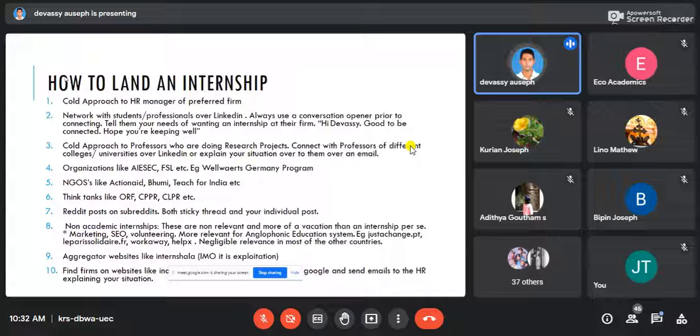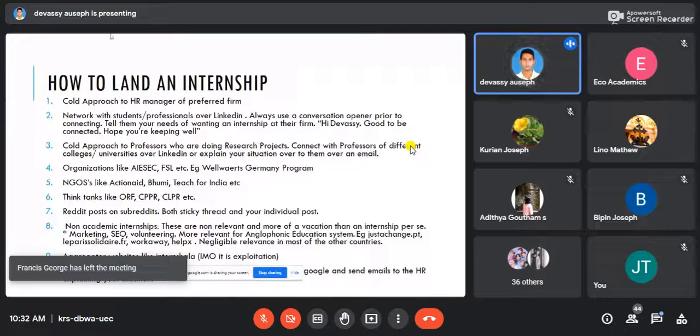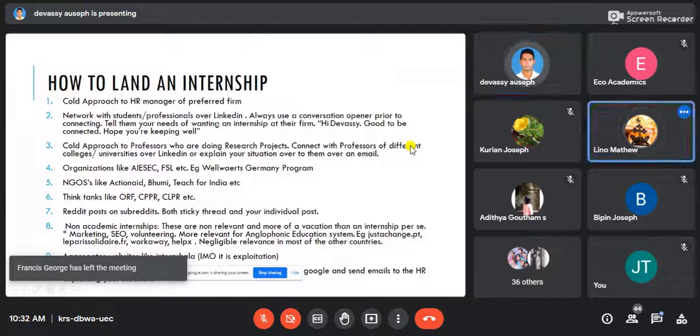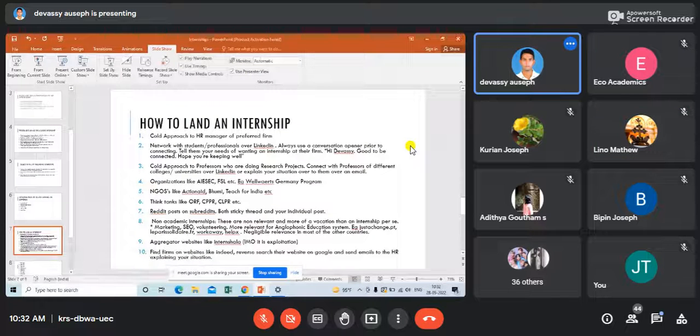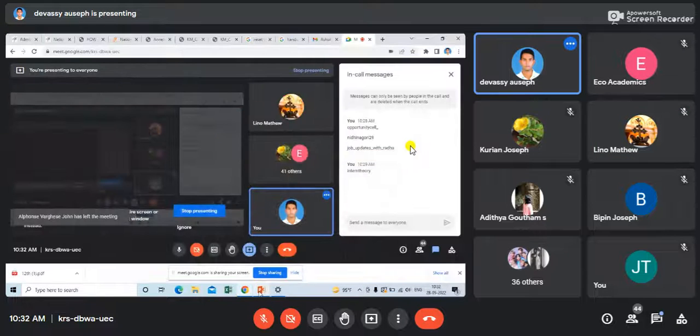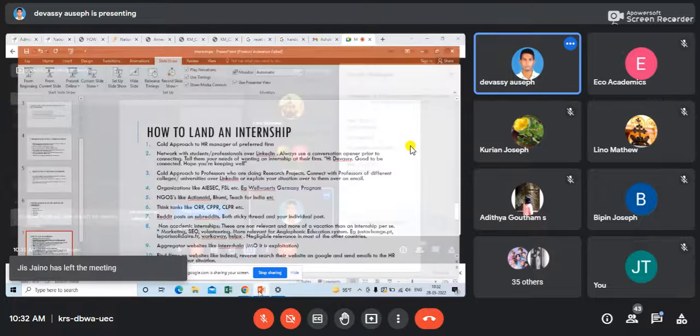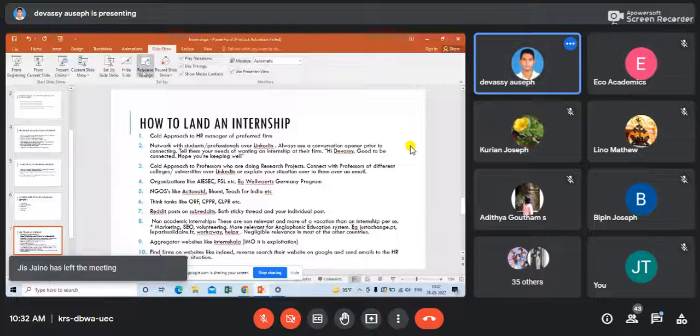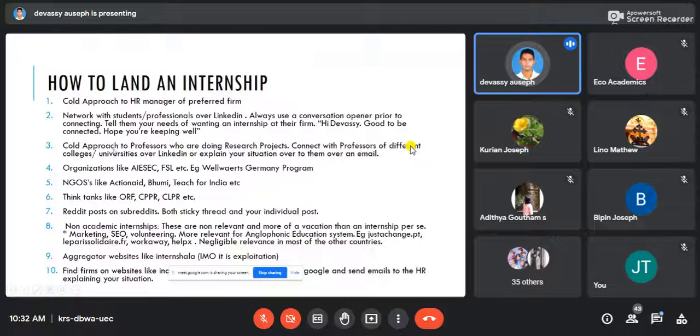Then the third thing is cold approaching professors who are doing research projects.